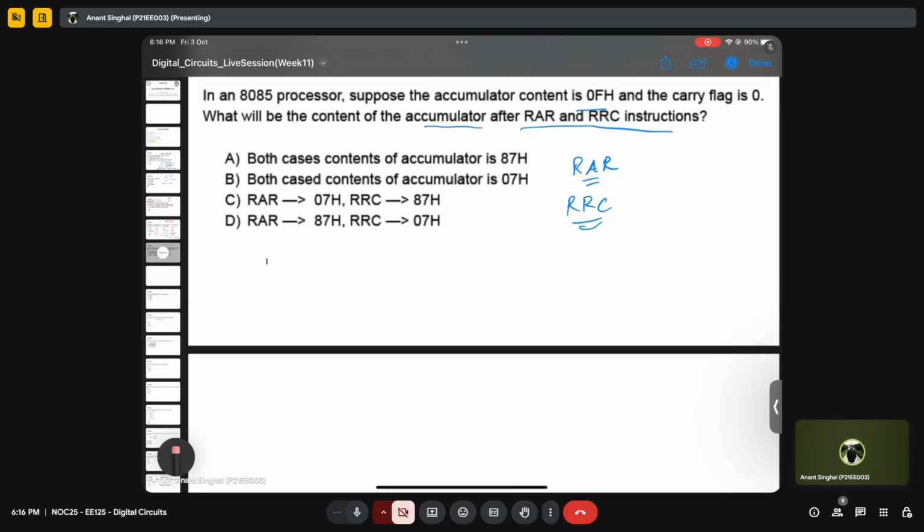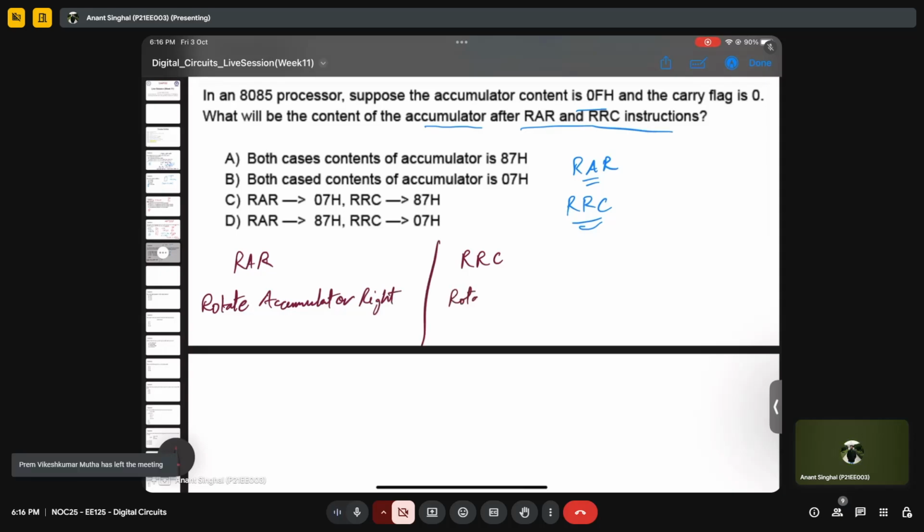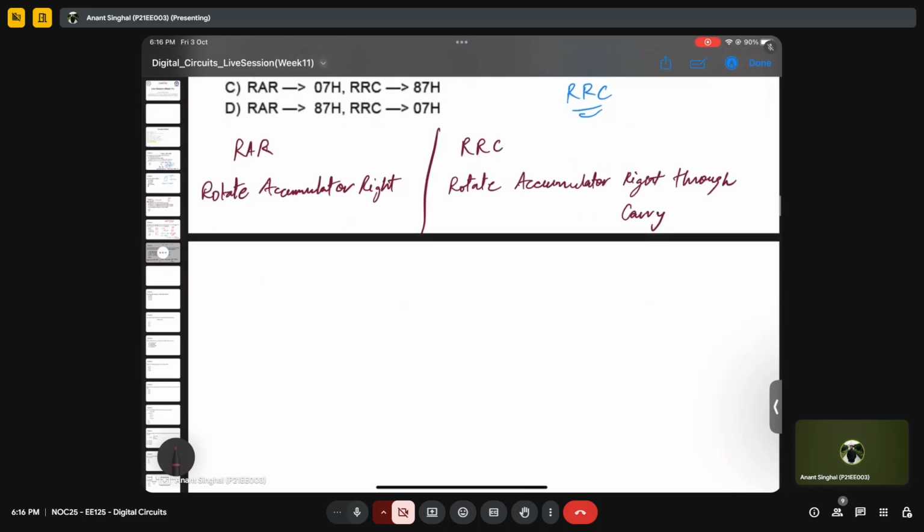Okay, so let me try to give the idea then. As I said, we have two types of rotations that happen in the accumulator. One is RAR, one is RRC. RAR is nothing but rotate accumulator right, whereas RRC stands for rotate accumulator right, but here the change is it should be through the carry flag. So the C here stands for carry. Let me try to explain the operation, how exactly it happens.